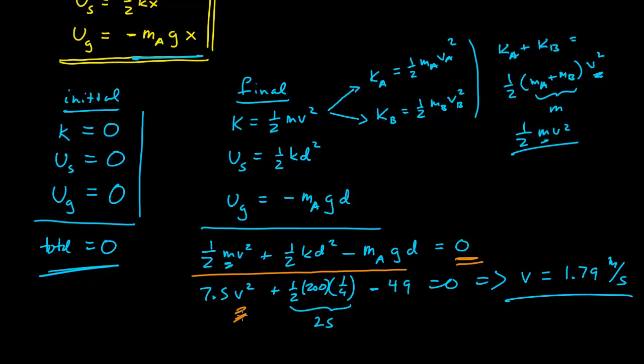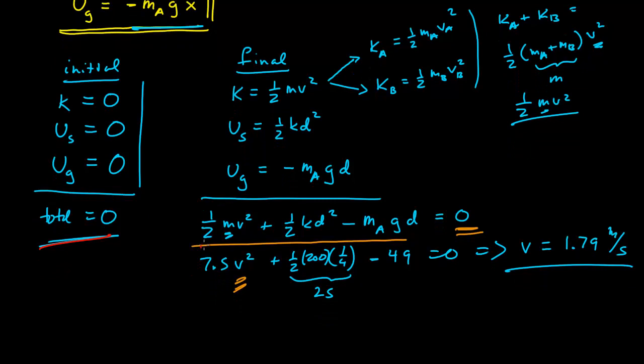So you can see one of the things that happens here is that while kinetic energy cannot be negative, the potential energy can. So the initial energy was 0, and at the final energy we had some positive kinetic energy, some positive amount of spring energy, and a negative amount of gravitational potential energy, the sum of all of which was equal to 0.